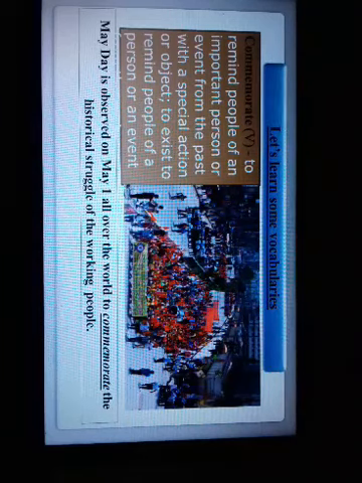The students, in the picture we see a lot of people, a long line of people moving forward slowly along the road. Perhaps they are celebrating a day or any festivals, any programs. Okay, so let's make a sentence with this word. I've taken this sentence from our text, and let's read it out. May Day is observed on May 1st all over the world to commemorate the historical struggle of the working people.